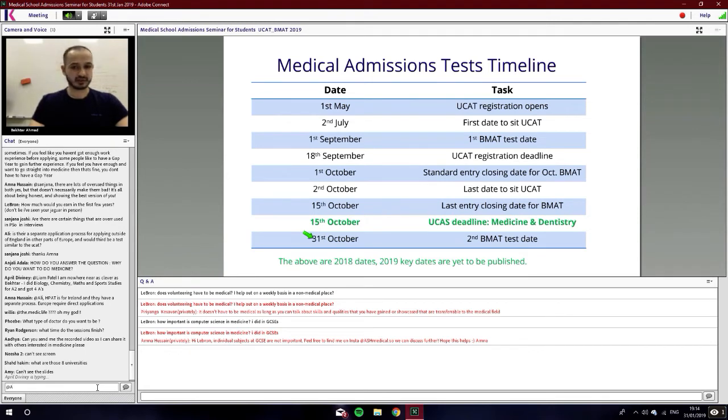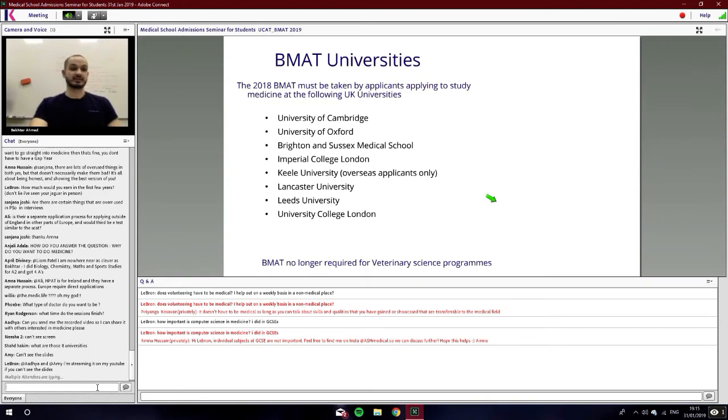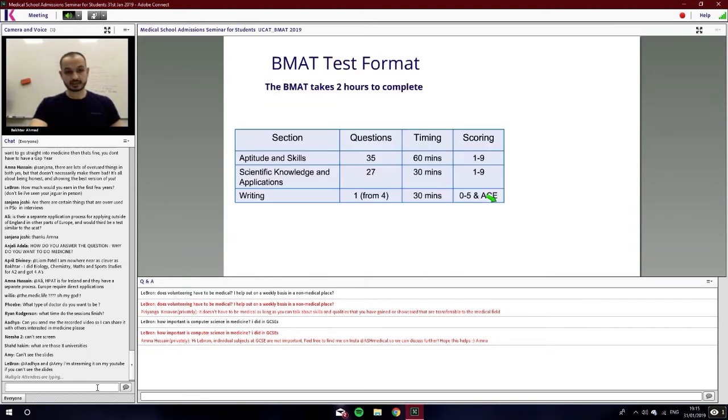As in, I think Oxford want you to sit the exam on the 31st of October. That was last year. They might have changed it, but definitely worth looking before you sign up to do the BMAT. And again, if you can't see the slides, just refresh your page and you'll be able to see them again. Right, so those are the universities that want you to apply for the BMAT exam when you're applying for medicine. Let's go on to the next page.